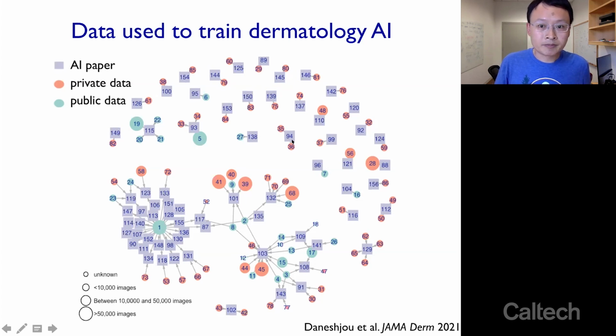sets. And this actually means that it's extremely difficult for us to really know what's going on behind these algorithms. It's very hard for us to audit these algorithms because we don't have access to the data and we don't know what is really the composition of the data sets.